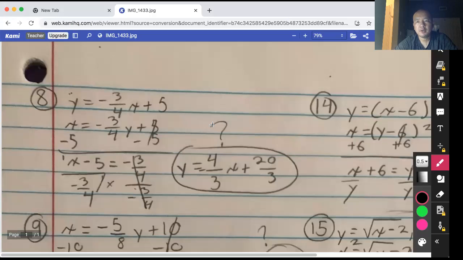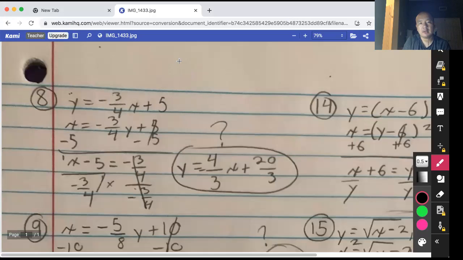You want to try to get the inverse. And remember what the inverse is. You're trying to reflect over the y equals x line. And in order to reflect over the y equals x line, you pretty much just switch the x and the y and then get the y by itself.